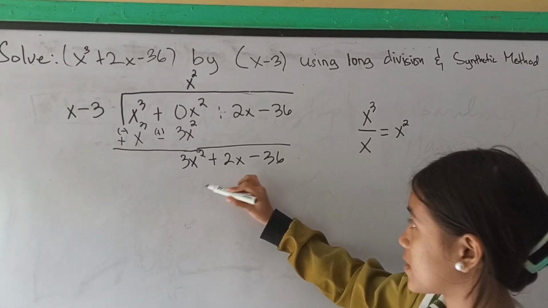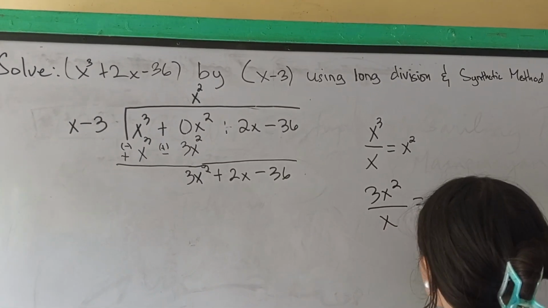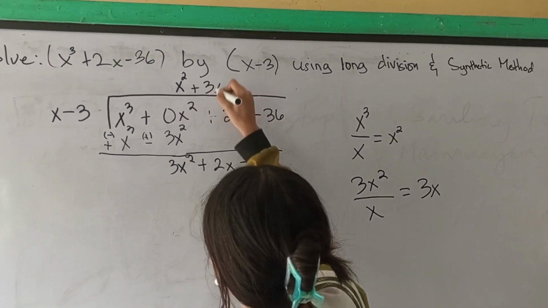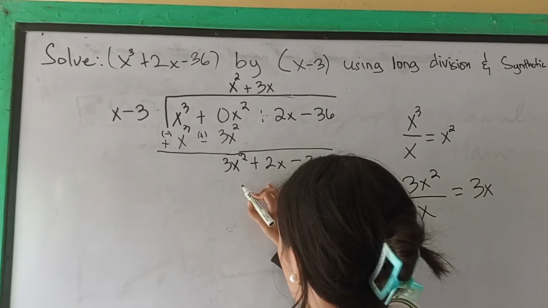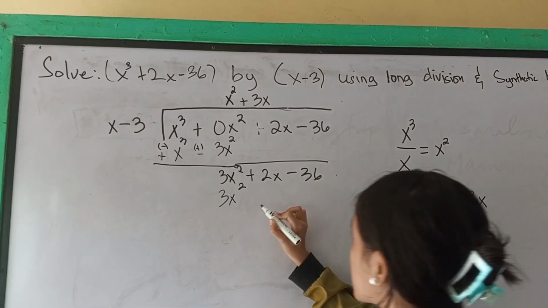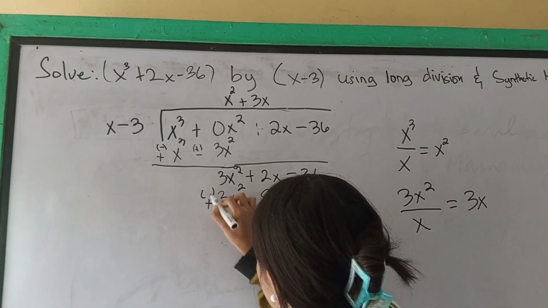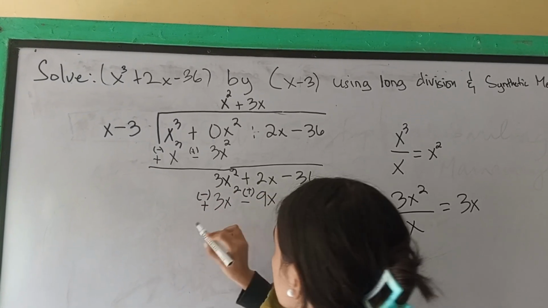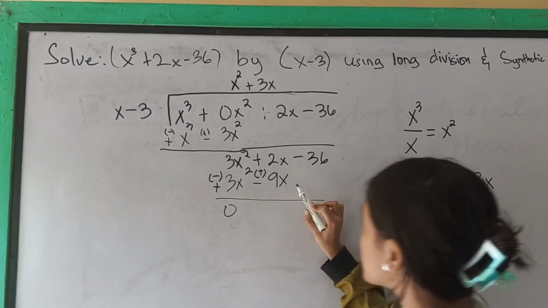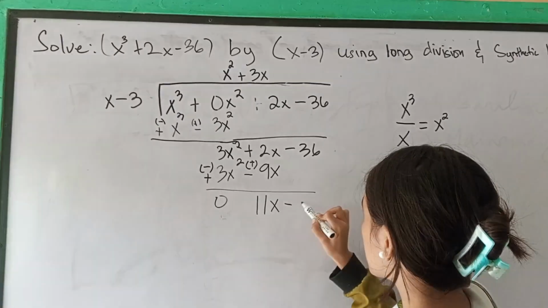So repeat the same process. So 3x squared divided by x is equal to 3x. Then multiply. 3x times x is 3x squared. 3x times negative 3 is equal to negative 9x. Change the sign. Since they have different signs, then we subtract. Since they have the same sign, then we add. Then bring down the remaining term.